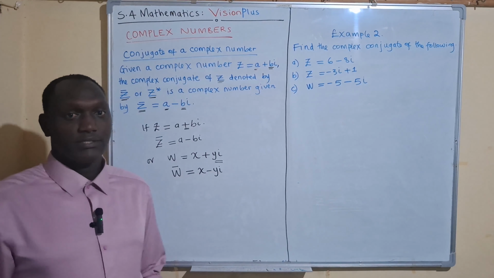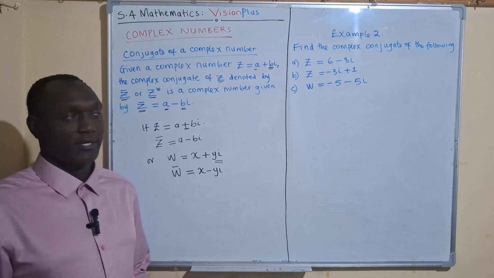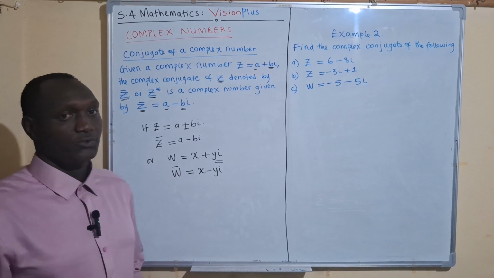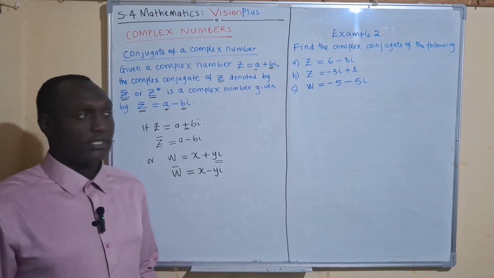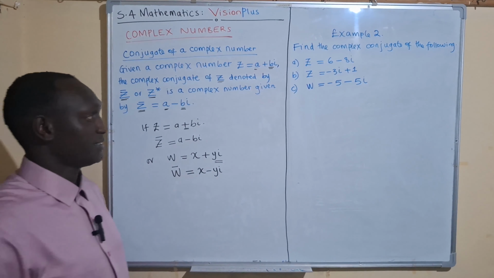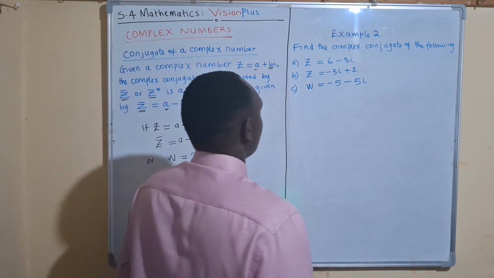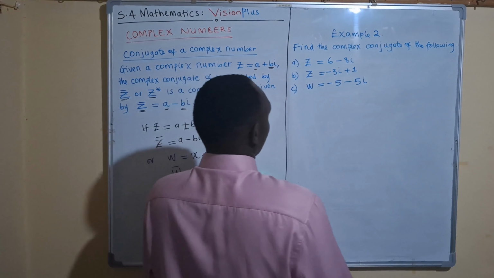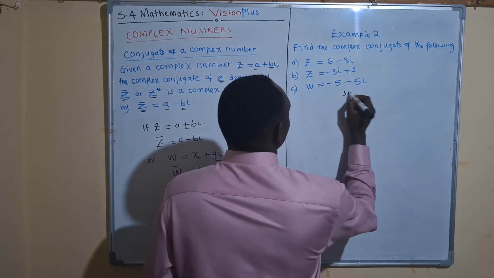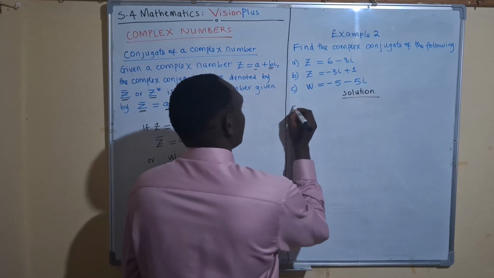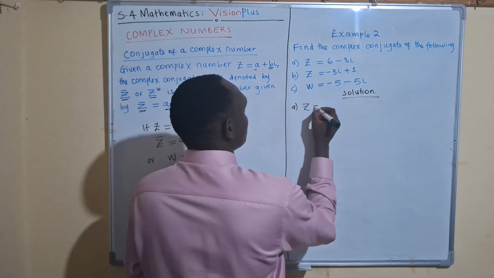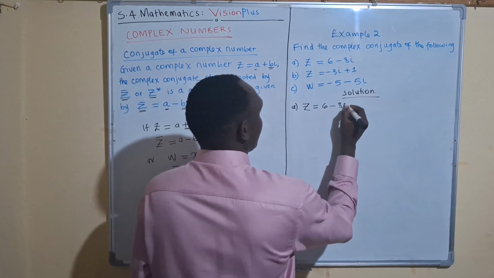We are looking at conjugate of a complex number and we are now in example 2. Example 2 says find the complex conjugate of the following complex numbers. Part A, z equals 6 minus 8i. So the solution is, the part A, that is z equals 6 minus 8i.